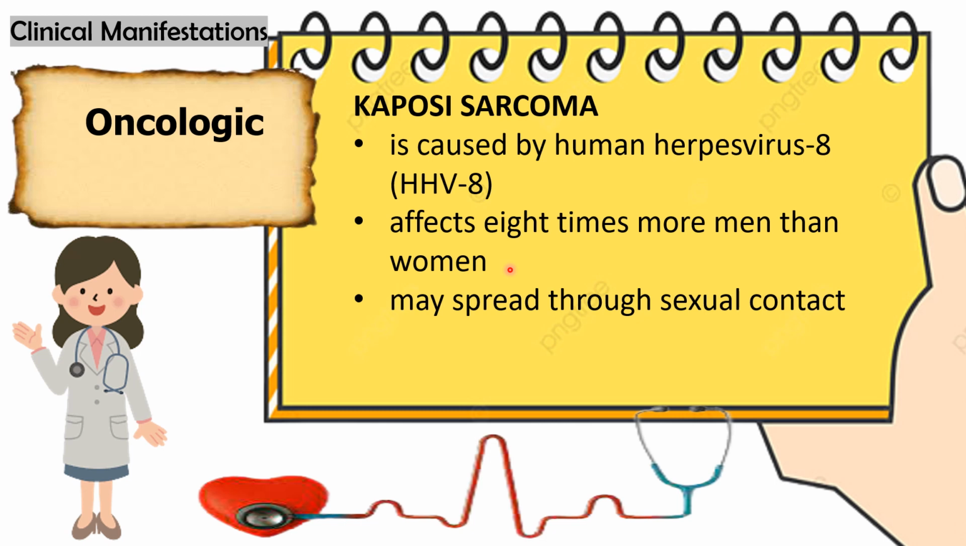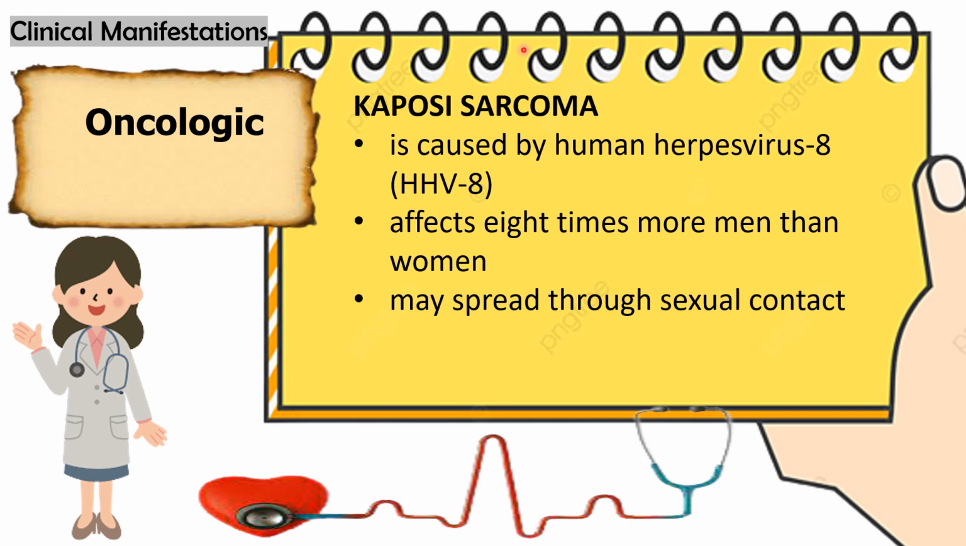So, Kaposi sarcoma involves the endothelial layer of blood and lymphatic vessels. So, AIDS-related Kaposi sarcoma exhibits a variable and aggressive course, ranging from localized cutaneous lesions to disseminated disease involving multiple organ systems. So, it is caused by human herpesvirus 8 or HHV-8 that affects 8 times more men than women. This can be spread through sexual contact.